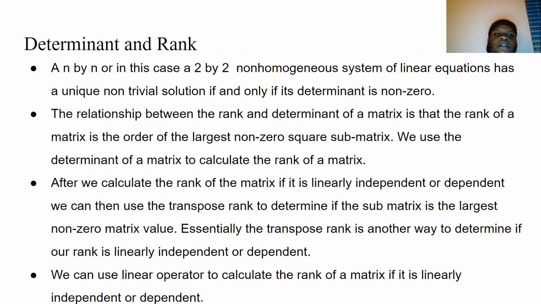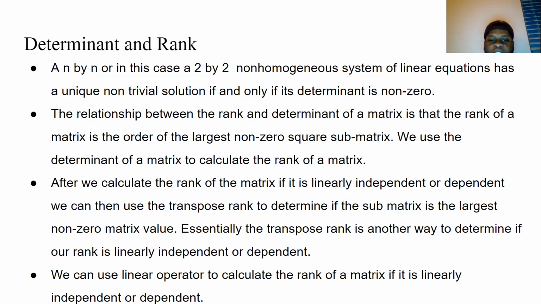Next slide. Determinant rank. An n by n, or in this case a 2 by 2, non-homogeneous system of linear equations has a unique non-trivial solution if and only if the determinant is non-zero, like I showed you in the previous example. The relationship between rank and determinant of a matrix is that the rank of a matrix is the order of the largest non-zero square submatrix, as I showed you in the last example. We use the determinant of a submatrix. We use the determinant of the matrix to calculate the rank of the matrix.